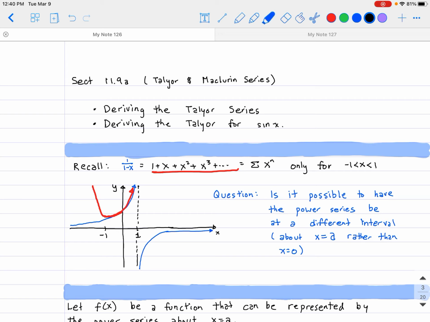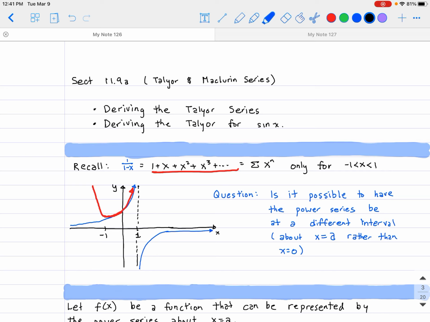So the question again is, if I give you a function, is it possible to write it as a power series? That way we can utilize all the fun things that come along with it, like finding the derivative or area under the curve a lot easier, because it's easier to take the derivative or the antiderivative of those types of functions.